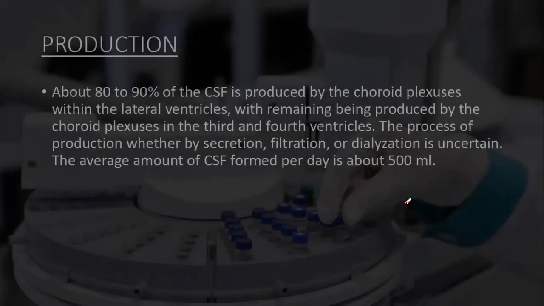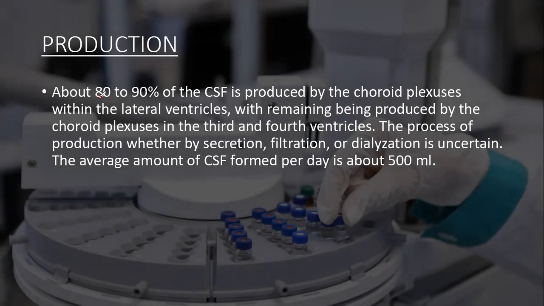So, where is CSF produced? About 80 to 90% of the CSF is usually produced in the choroid plexuses in the lateral ventricles. The remaining is produced in the choroid plexuses of the third and the fourth ventricles. Now, the process of production is debated to be either secretion, filtration, or dialysis. Between the three processes, the exact mechanism is still uncertain.